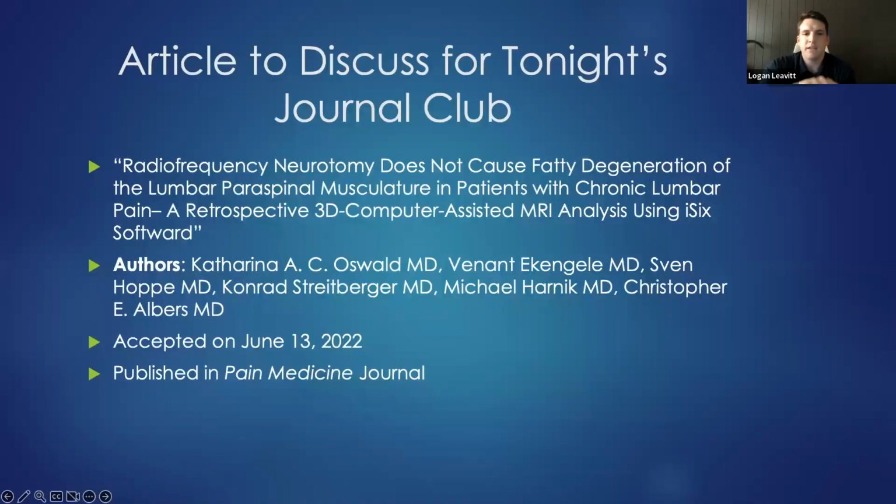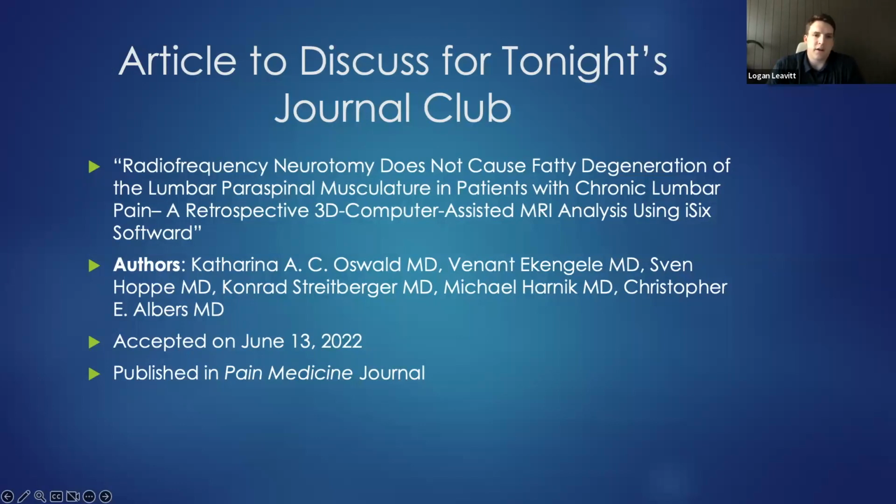So that brings me into our topic for tonight. For the journal article I picked to review, I just want to provide a quick overview of lumbar facet-mediated back pain and set the stage for the article so you can understand a little bit more about what this article is talking about and what they looked at. The title of the article is "The Radiofrequency Neurotomy Does Not Cause Fatty Degeneration of the Lumbar Paraspinal Musculature in Patients with Chronic Lumbar Pain, a retrospective 3D computer-assisted MRI analysis using iSix software."